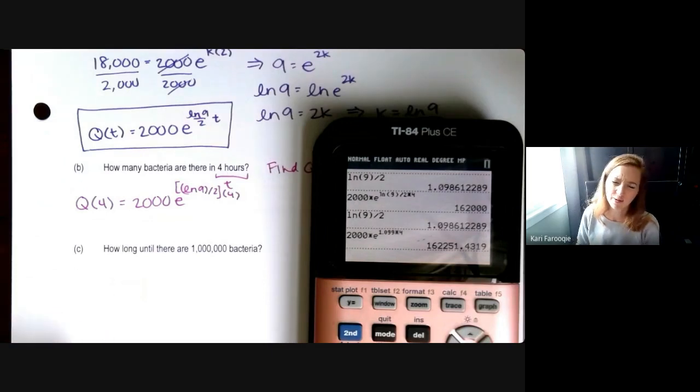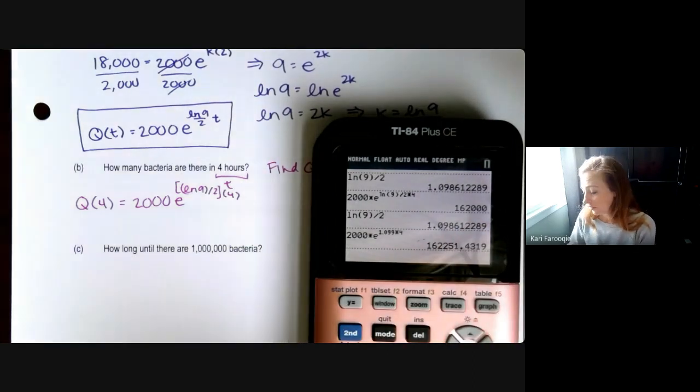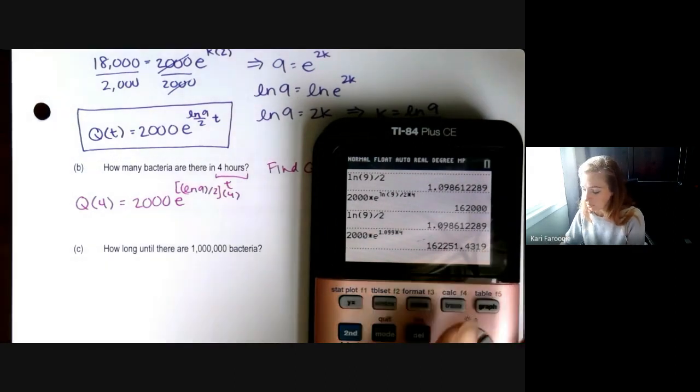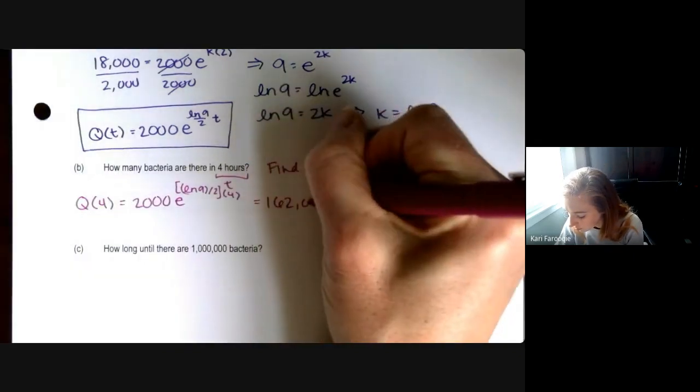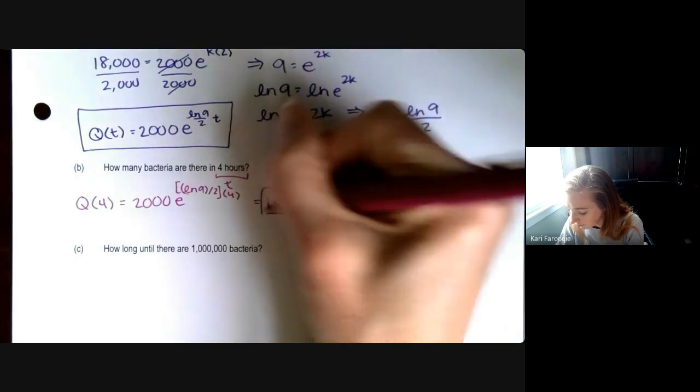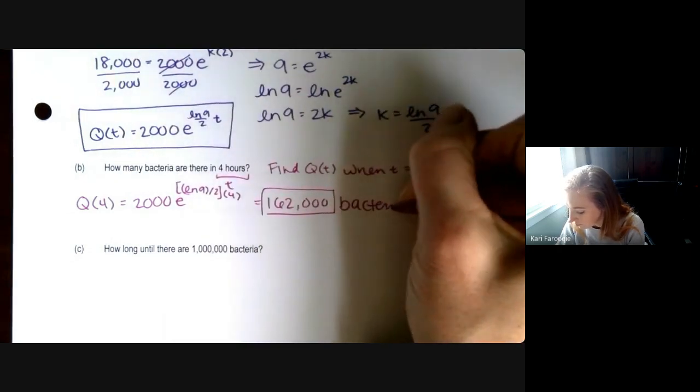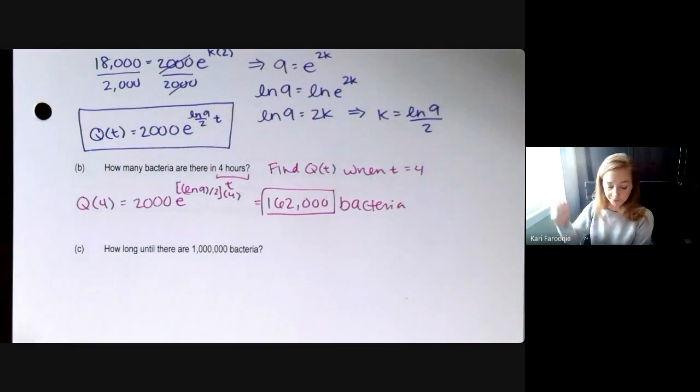I know when it comes to bacteria, 251 of them isn't that big of a deal, but it might be a very big deal to you if you're a scientist. So make sure you're using an exact value of k. Notice how, even just by rounding it off a little bit, you're off from the actual value of the number. All right, so I'm going to put this value down here as 162,000 bacteria. We do still want to label our answers.